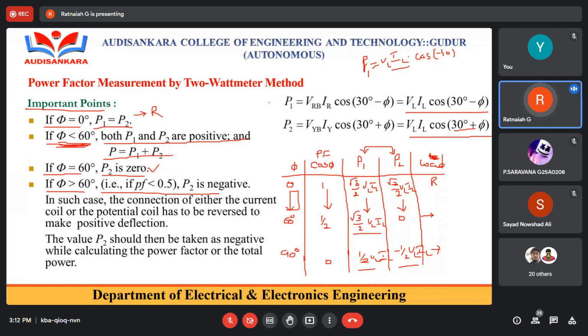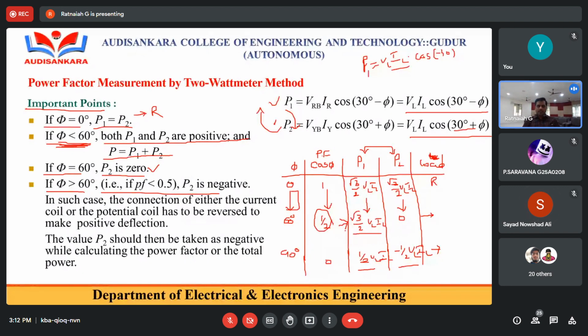Here P1 is the first wattmeter reading, P2 is the second wattmeter reading. If I alter this, then the first wattmeter reading should be 0 and the other wattmeter reading should be there. Like that, at 60 degrees of phase angle, that is at 0.5 power factor, one wattmeter reading shows positive and the other wattmeter reading is always 0.